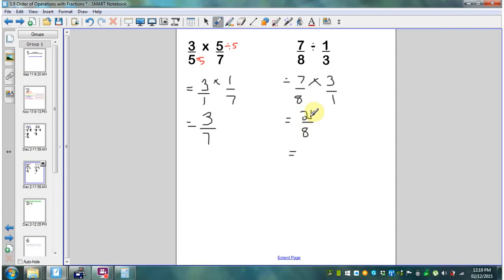We can change this to a mixed fraction. That's always our last step, to see if we can simplify. How many times can 8 go into 21? 2 times. 2 times 8 is 16. So we have 5 left over.